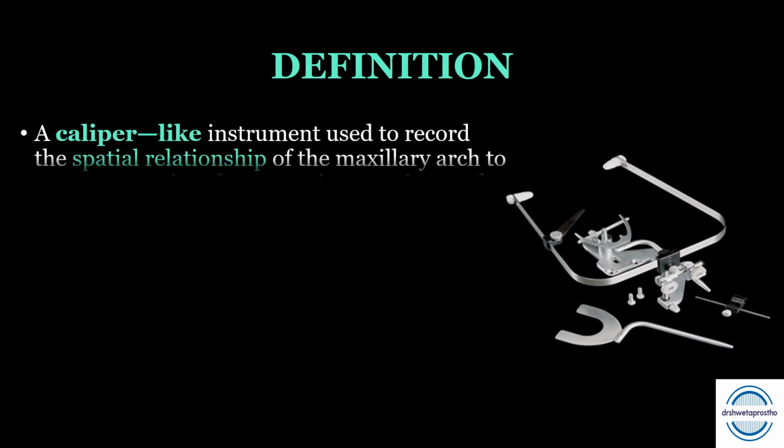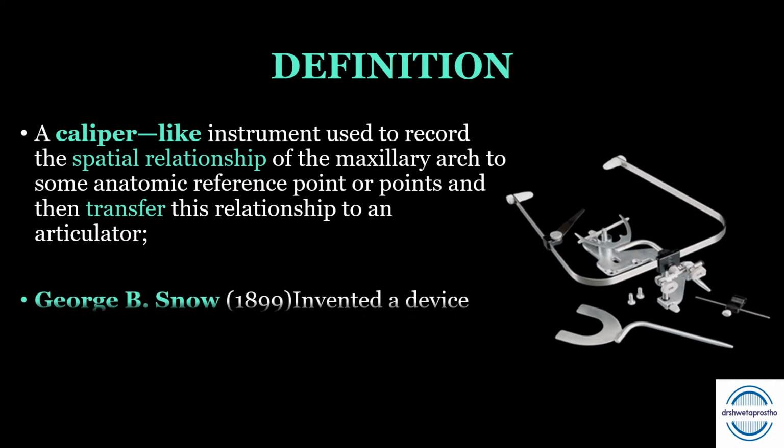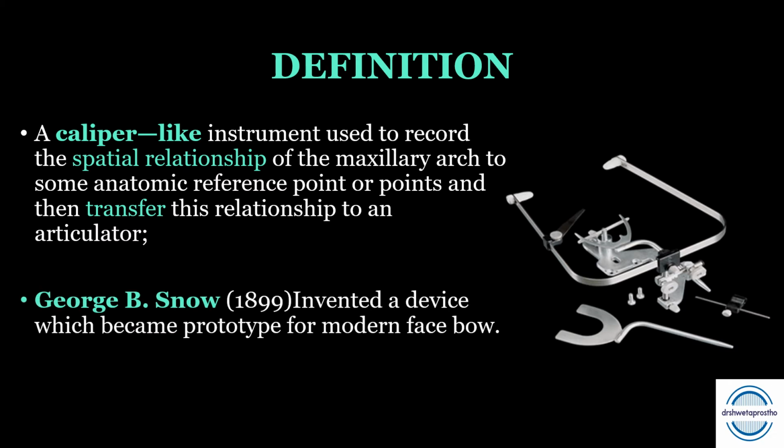Now, my dear students, it's easier to understand what a Facebow is. So let us read the definition. Facebow is a caliper-like instrument used to record the spatial relationship of the maxillary arch to some anatomic reference point or points and then transfer this relationship to an articulator. George B. Snow invented a device which became the prototype for the modern Facebow. Now this is one of the MCQ questions which is asked.